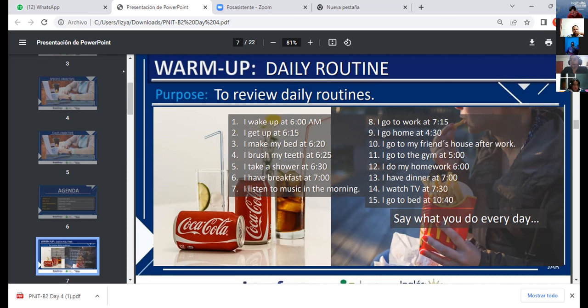I don't go to my friend's house after work, and I don't go to the gym. I do my homework at 6:30 p.m. I have dinner at 7 p.m. Then I wash the dishes. And then I take my English lesson. I watch TV at 10:30 and I go to bed at 11:30 p.m.